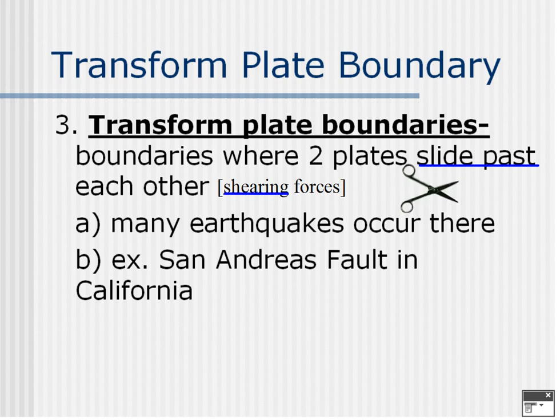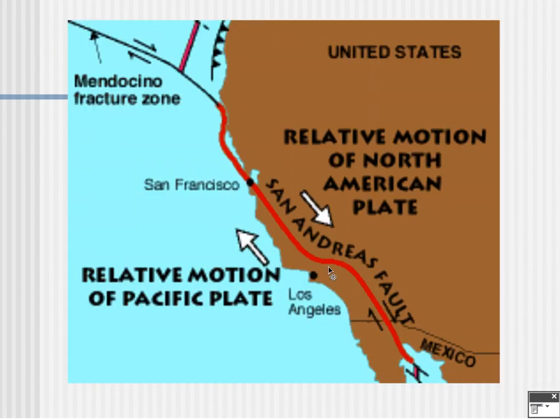Finally, we have transform plate boundaries. These are where two plates slide past each other. It's called a shearing force because, just like shears, scissors, in this image, the two pieces are sliding past each other. If you picture scissors, they don't actually crunch into each other, the metal would break. Instead, they slip past each other, and that is a transform boundary. For the rocks, it produces earthquakes.